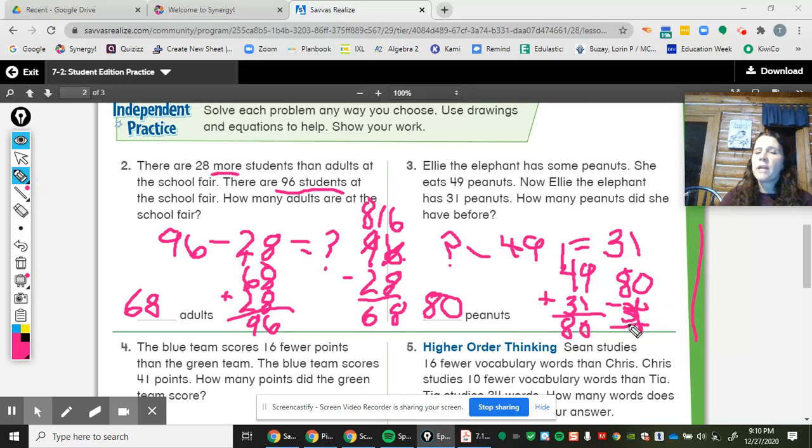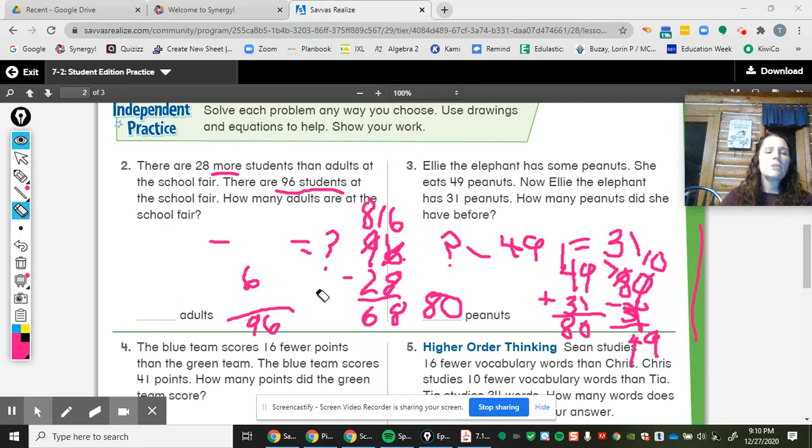So 0 take away 1. We can't do that. So we cross off the 8, make it a 7. Cross off the 0, make it a 10. 10 take away 1 is 9. And 7 take away 3 is 4. And there it is. We have 49. So we know that we're correct. Okay? So let me erase this.